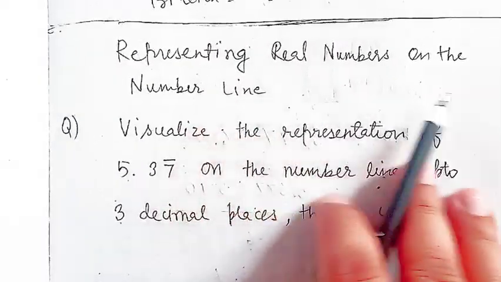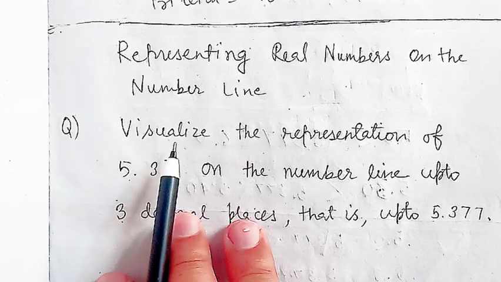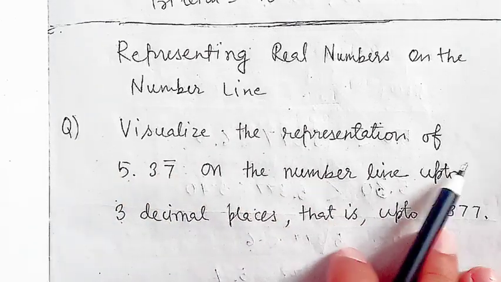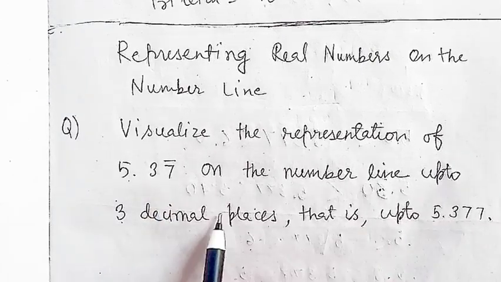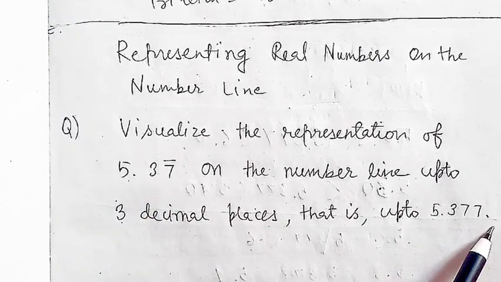Representing real numbers on the number line. For this, let us take a question. Visualize the representation of 5.3 recurring 7 on the number line up to 3 decimal places, that is up to 5.377.